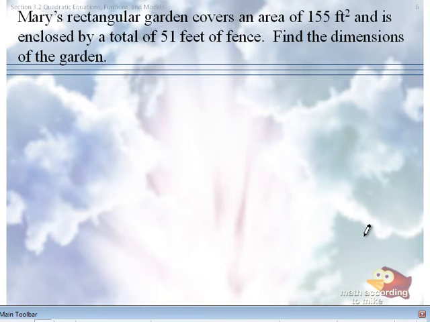Mary's rectangular garden covers an area of 155 square feet and is enclosed by a total of 51 feet of fence. Find the dimensions of the garden. Let's draw a picture.